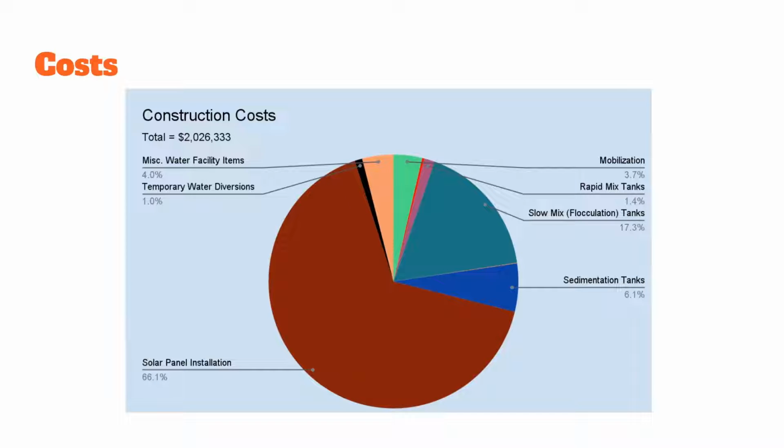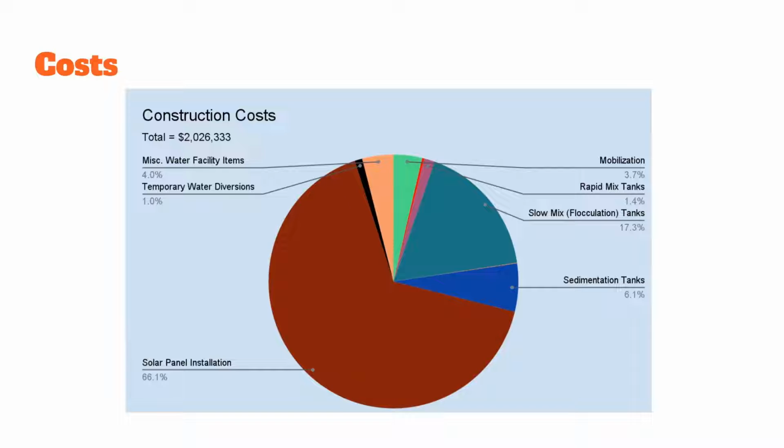So we're looking at about $2 million. The biggest portion of this pie chart would be the solar panel installations. The reason for this is that the solar panels are actually going to help pay the cost of the facilities throughout the coming years. After that, the biggest cost will of course be the treatment facility itself.